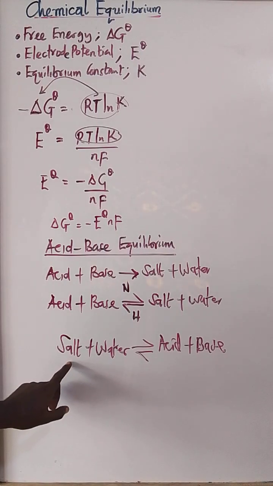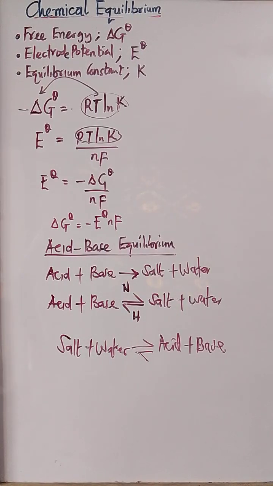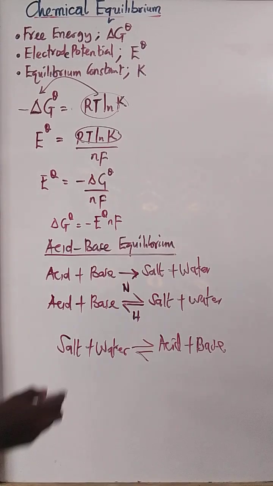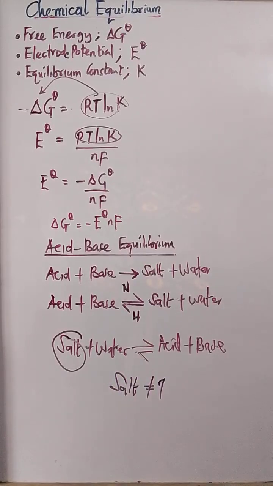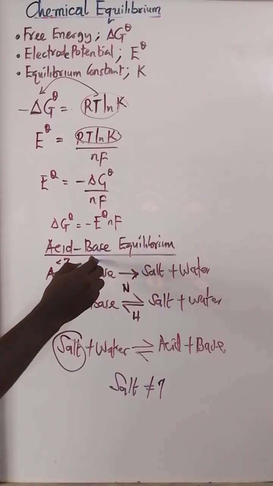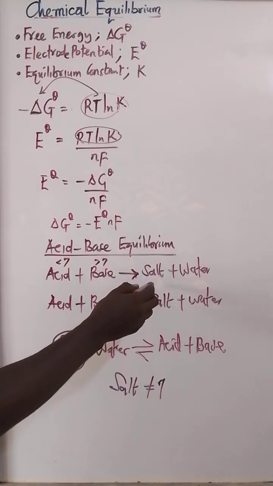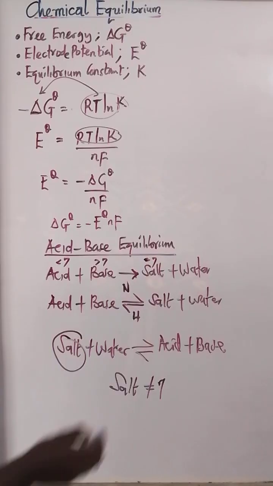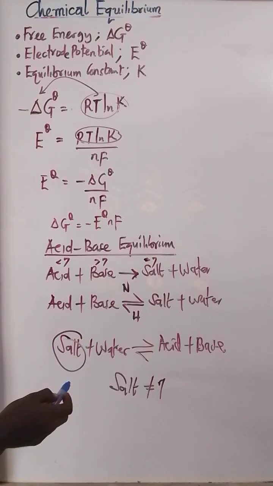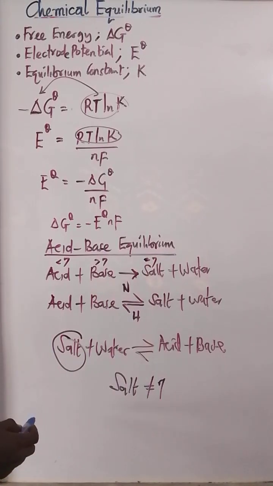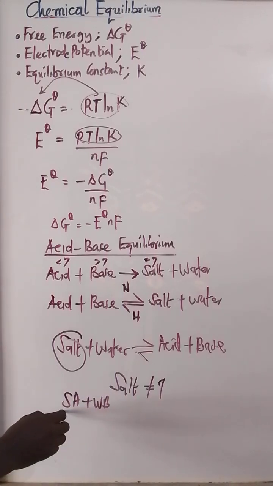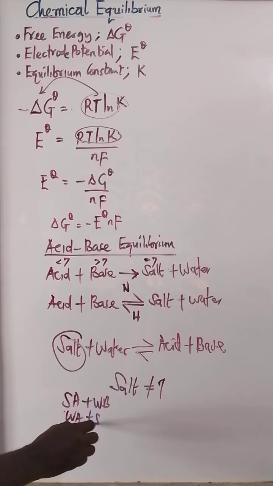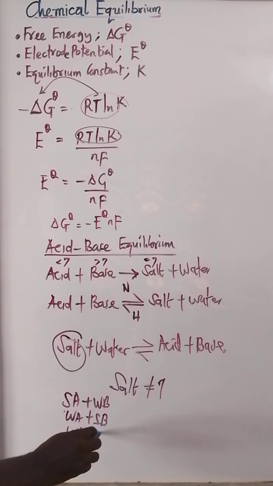But there is a kind of salt that can be hydrolyzed to give us acid and base. What are those salts called? If you can remember, they are salts whose pH is not 7. Acid has a pH less than 7, base has a pH greater than 7. The salt is expected to be neutral with a pH of what? 7. But we have some salts whose pH can be either more than 7 or less than 7. They are salts got either when we have a strong acid with a weak base, or a weak acid with a strong base, or both weak acid and weak base.